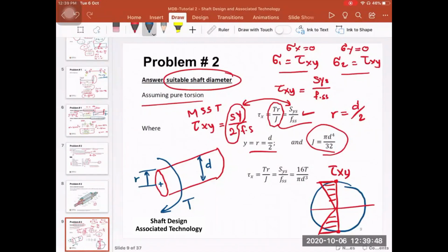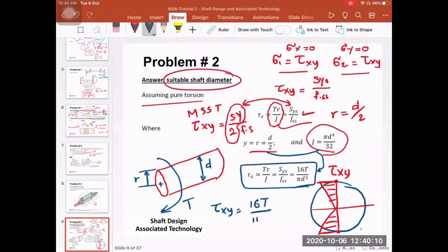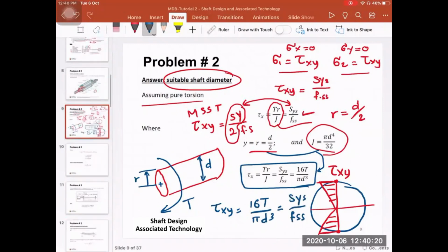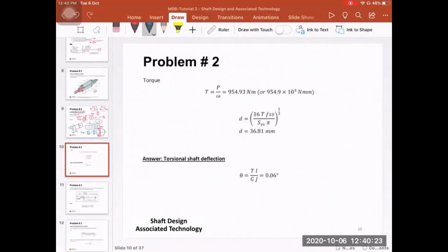will get this equation. So we have here tau xy is the torque multiplied by the radius over the polar moment of inertia is equal to S yield in shear over the factor of safety. Eventually, you take these two, substitute into here, you will get tau xy is equal to 16 times T over pi D to the power 3 is equal to S yield in shear over the factor of safety in shear. Okay. The next step is to try to find the torque.